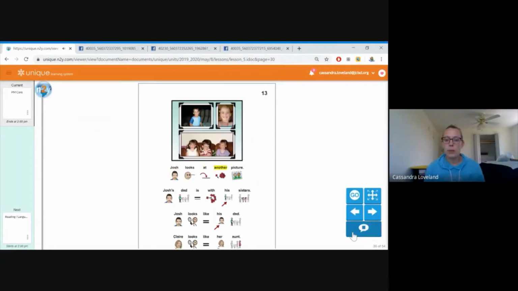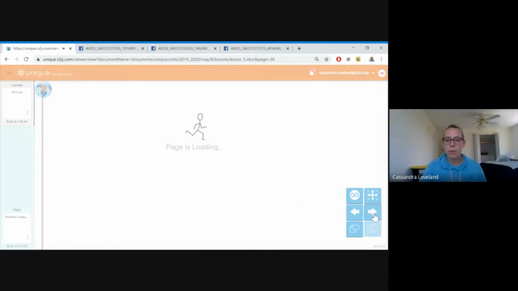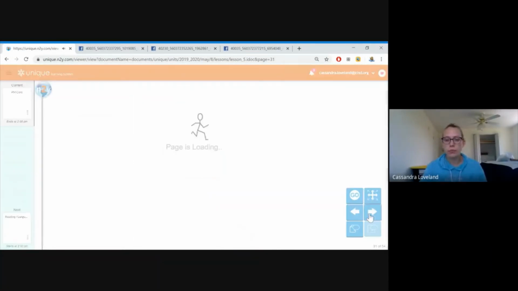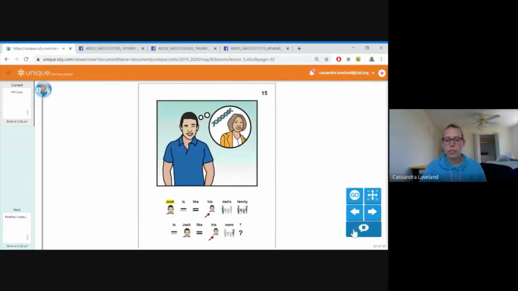Josh looks at another picture. Josh's dad is with his sisters. Josh looks like his dad. Claire looks like her aunt. Josh looks at more pictures. Josh learns he looks like his family. Claire looks like her family too. Josh is like his dad's family. Is Josh like his mom?